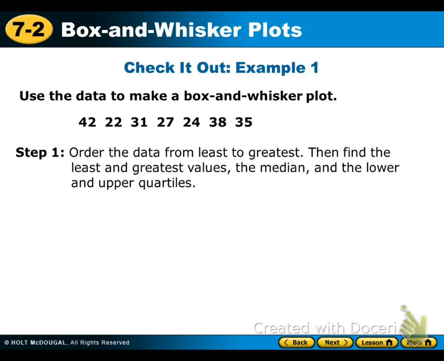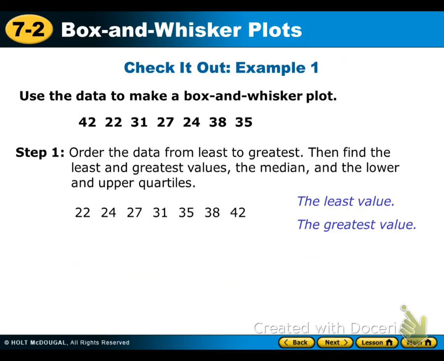Okay, so let's try one ourselves. We're going to order the data from the least to greatest. That should always be our first step when dealing with lists of groups of numbers. Then we need to find its median and the lower and upper quartiles. So we number it from least to greatest.